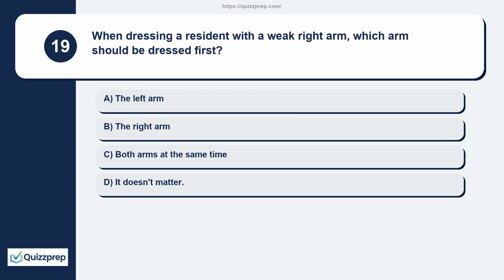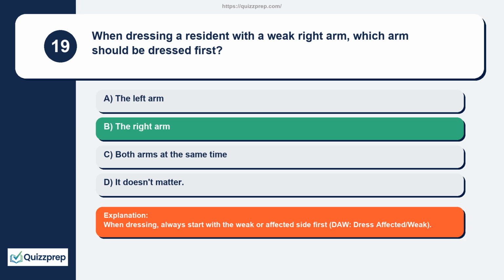Question 19. When dressing a resident with a weak right arm, which arm should be dressed first? The left arm, the right arm, both arms at the same time. It doesn't matter. When dressing, always start with the weak or affected side first. Dress affected, weak.